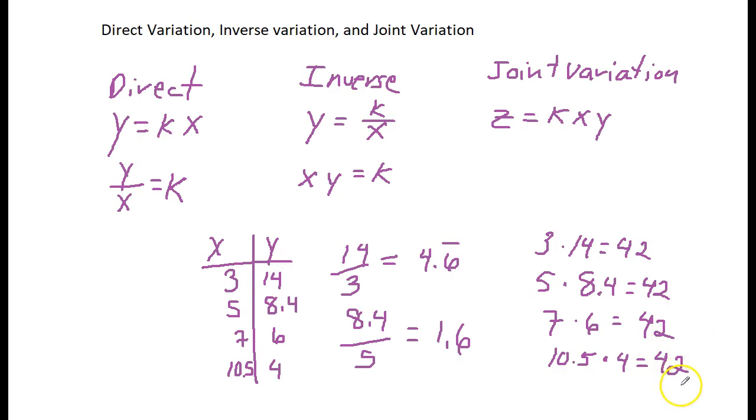You notice I got the same number every time? So what does that tell me? It tells me that this is inverse variation. So that's how you can tell them apart and how you can tell if a set of data is direct or inverse variation.